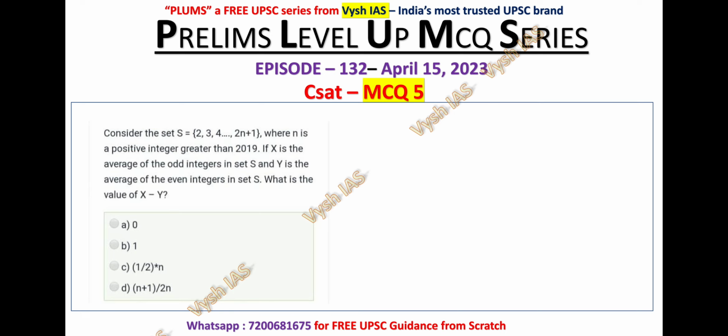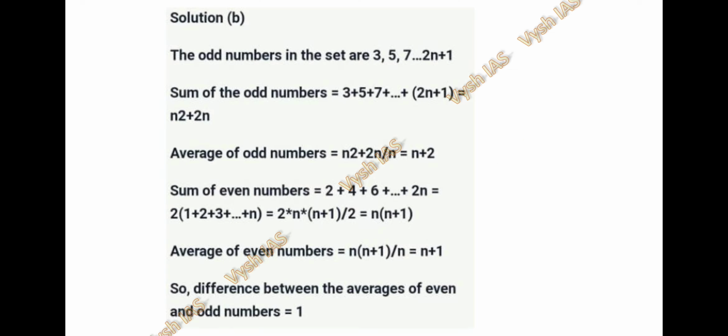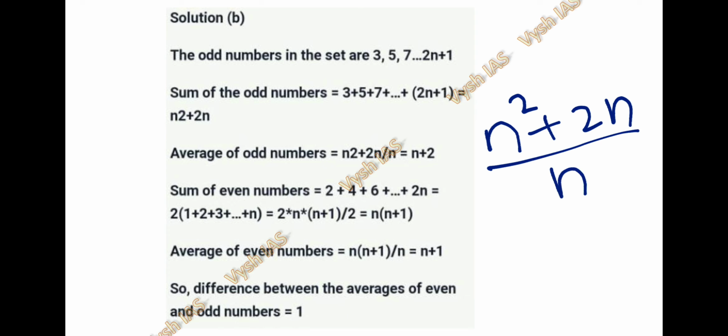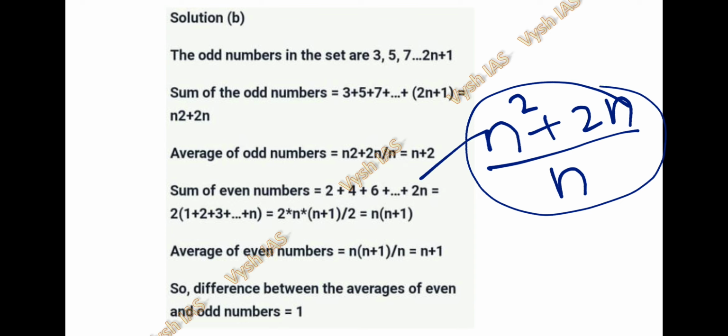So we know that the odd integers of this set are 3, 5, 7 and so on till 2n plus 1. Okay, there is a formula for the sum of the odd integers. So the sum of the odd integers is nothing but n square plus 2n. If you take the average of the odd integers, there are a total of n odd integers in this set. So if you do this average, we'll get it as n plus 2.